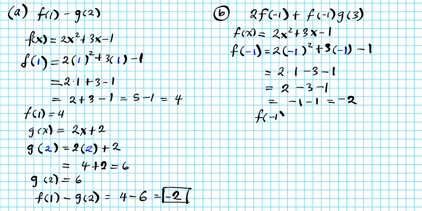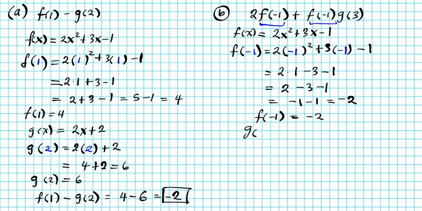So f of negative 1 is simply negative 2. All right, so anywhere we see negative 1, we're going to replace it with negative 2. Okay, let's go ahead and find the next component, which is g of 3.